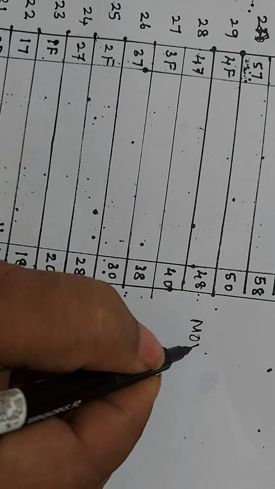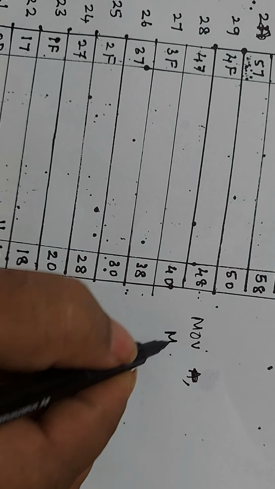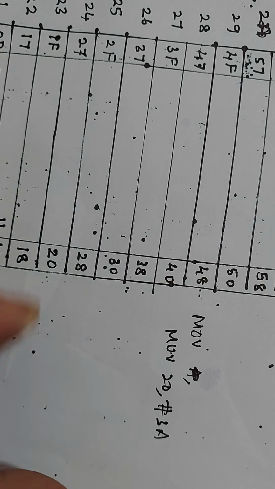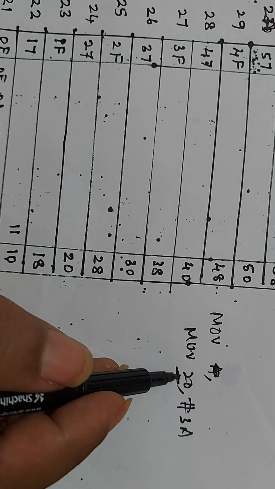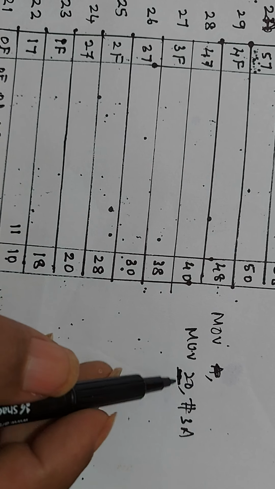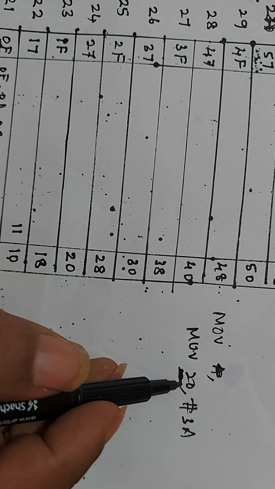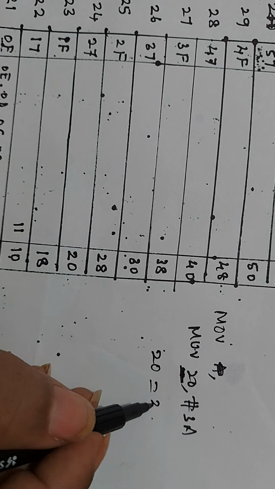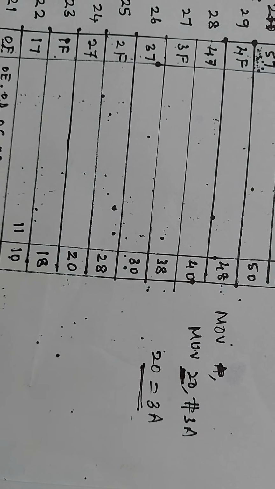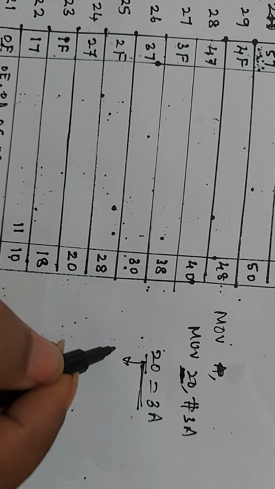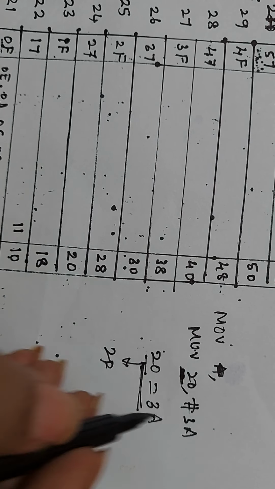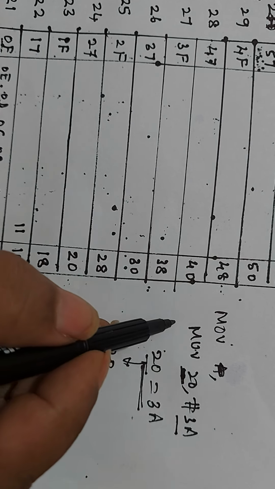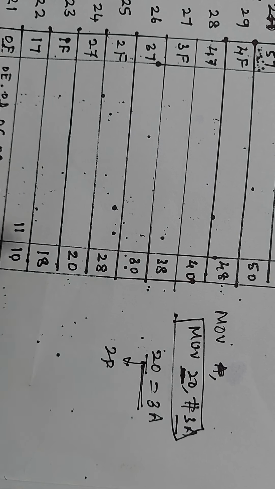You cannot write like this: move 20 comma hash 3a. What is this? It's an immediate addressing mode. 20 is the RAM location, an address of RAM. Therefore, it means that 20 contains the data 3a. This is not possible because 20 to 2f is used only for bit addresses, whereas 3a is a byte, 8 bits. Therefore, this instruction cannot be possible.